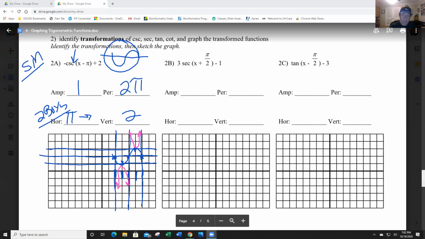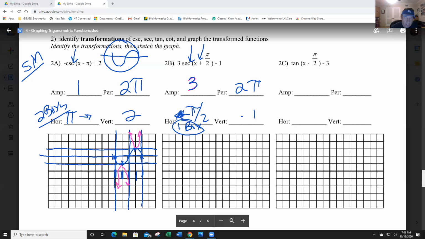On this one, the amplitude is 3 for the structure. Like I said before, it doesn't really have an amplitude, but just for the scaffold, it's 3. Period is still 2 pi, if you recall. 2 pi divided by that 1 is still 2 pi. The horizontal shift is going to go to the left pi over 2, which is 1 box. And again, the shift is to the left because it's the opposite of the positive number. And then the vertical shift is down 1.